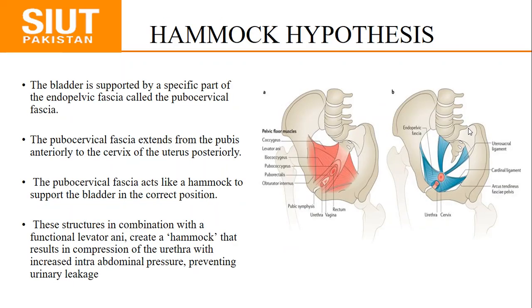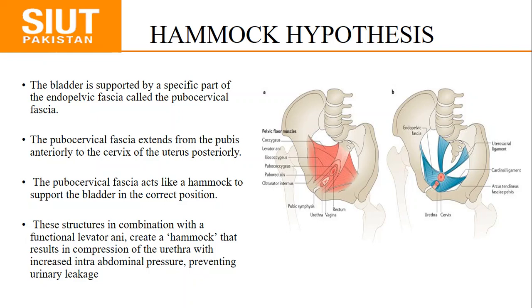To understand this condition, we have the hammock hypothesis, which states the bladder is supported by a specific form of endopelvic fascia, known as the pubocervical fascia. The pubocervical fascia extends from the cervix and vagina anteriorly to the pubic symphysis. This fascia, along with the levator ani which supports it laterally, supports the bladder neck and the urethra. These structures function as a hammock that results in compression of the urethra with increased intra-abdominal pressure, preventing any urinary leakage.